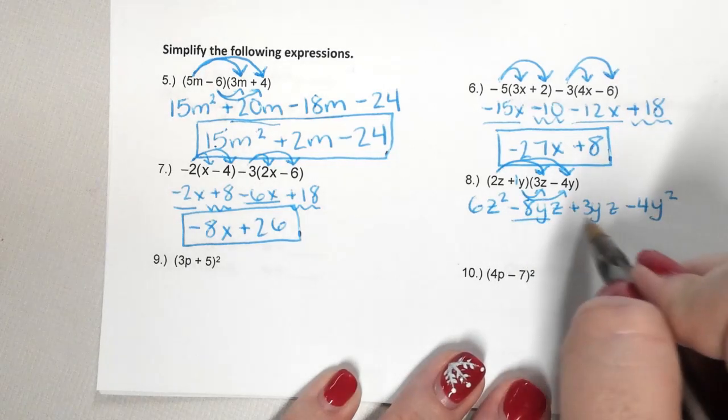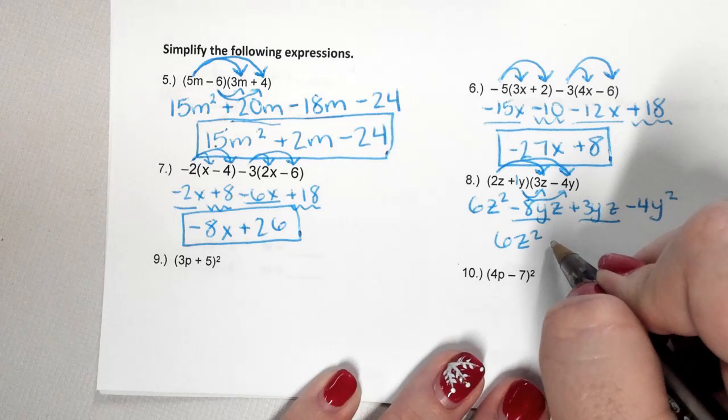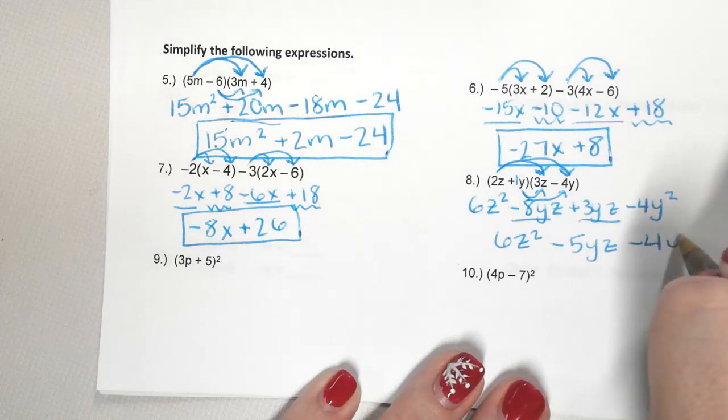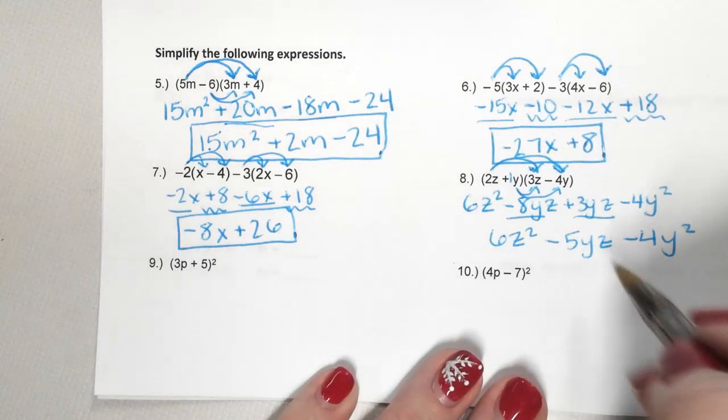Well, these are like terms. So you have 6z squared minus 5yz minus 4y squared. This is when you cannot check in your calculator because you can't type multiple variables.